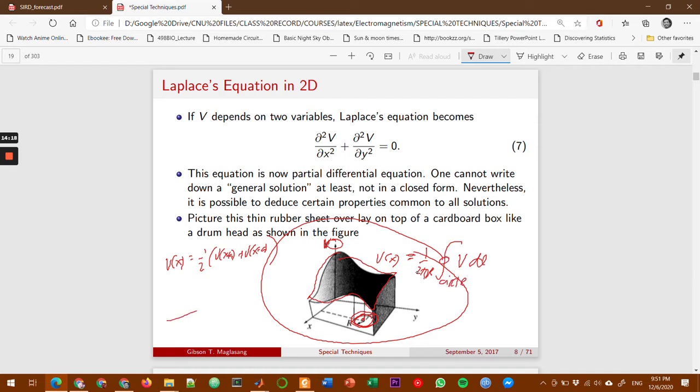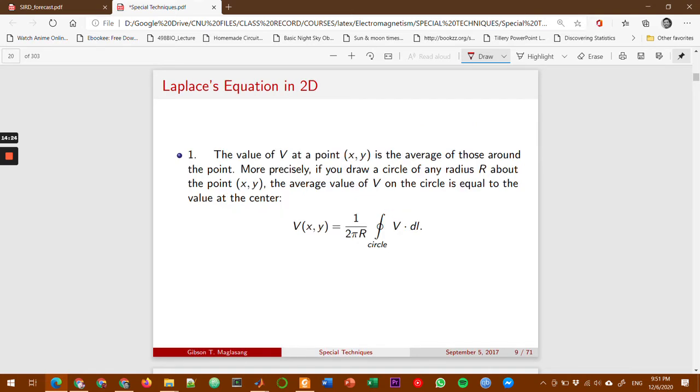Before, it was a line, no? Now it is like a circle. Right? You have 2 pi r, or you have this. So the value of v at any point x, y is the average of those around that point. Okay? This point here is actually the average of those around the point. So again, the potential v has no local maxima or minima. All extrema occur at the boundaries.